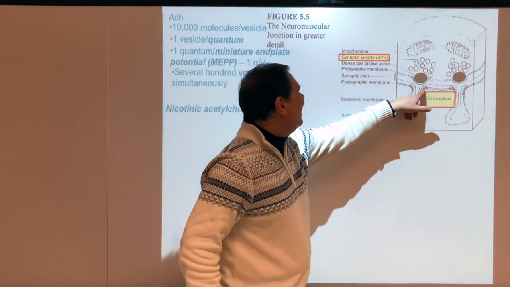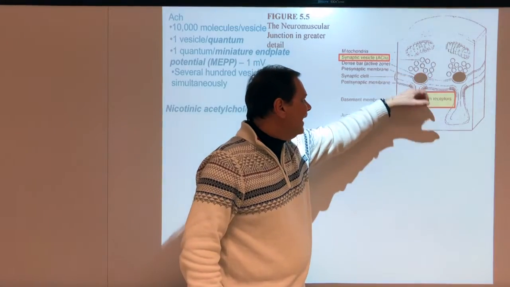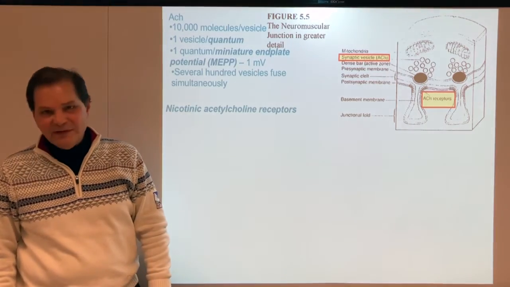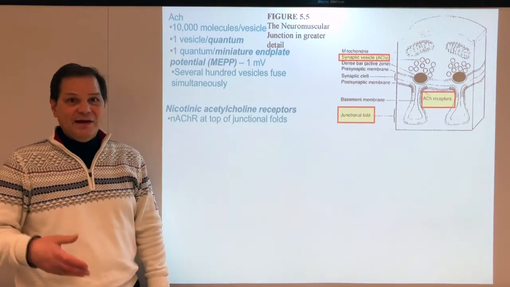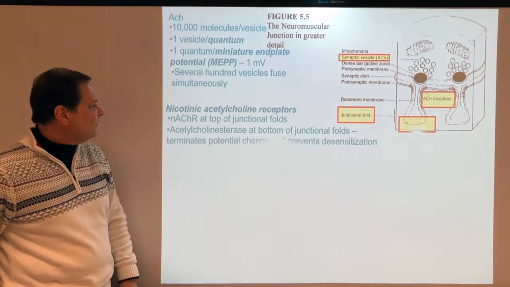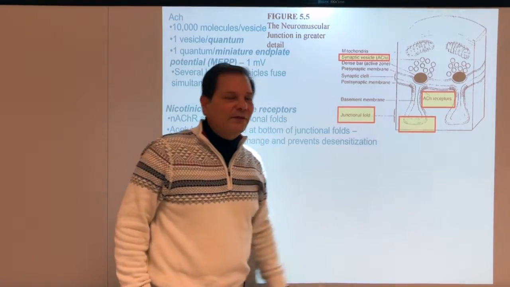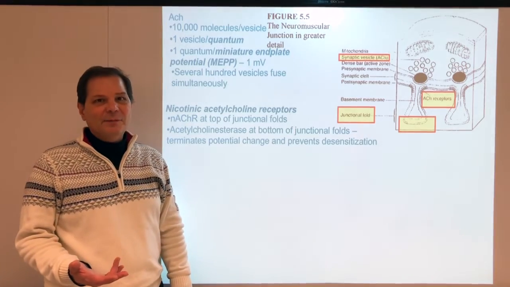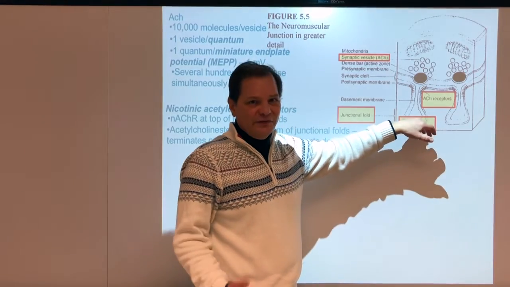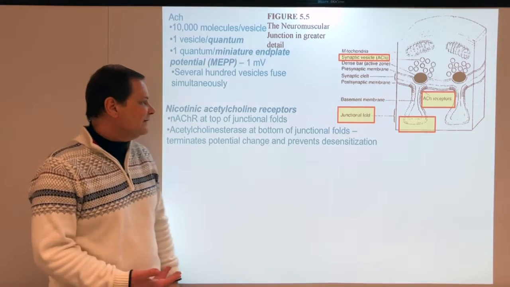They are located at the top of these junctional folds, very close to the presynaptic membrane. ACh diffuses across and binds to these receptors, which are at very high density because, again, the system is designed to throw an action potential every single time. There's acetylcholinesterase at the bottom of this fold, which is designed to terminate the response. So if you stop releasing acetylcholine, the acetylcholinesterase should break down the ACh and terminate the response. And that's the reason why it's there.